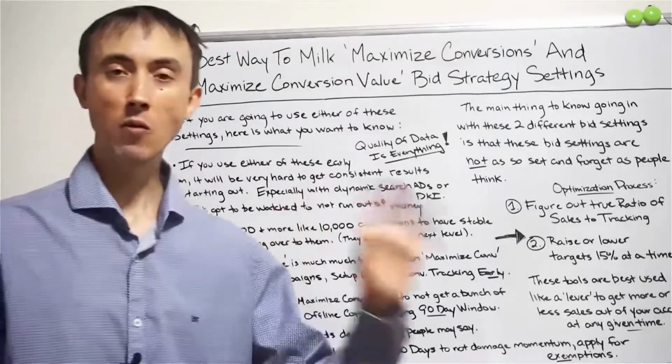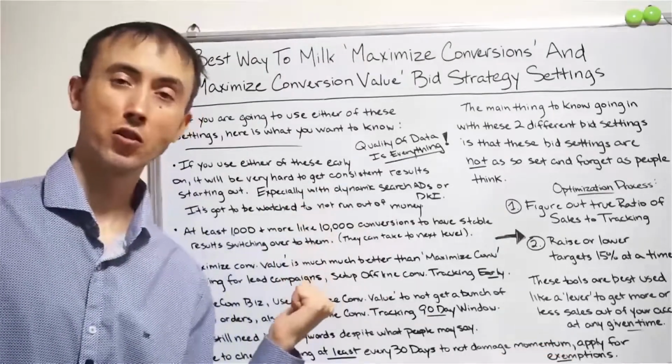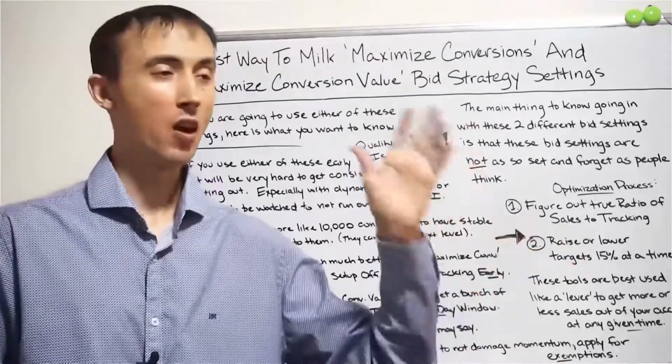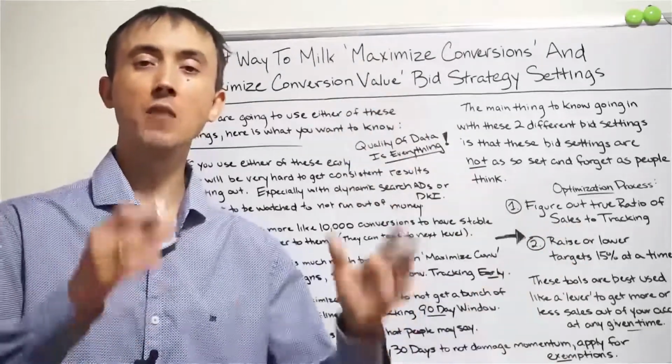Right away when you launch a campaign, you should be looking at your search terms report every day and adding negative keywords. And then at least after the first month, once a month, you've got to do it. Those negative keywords are gold.